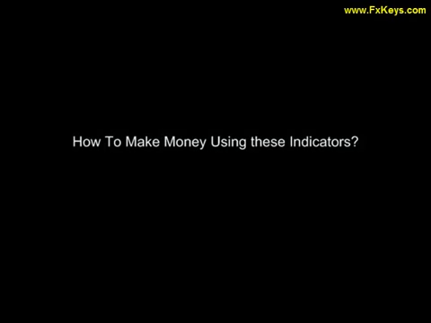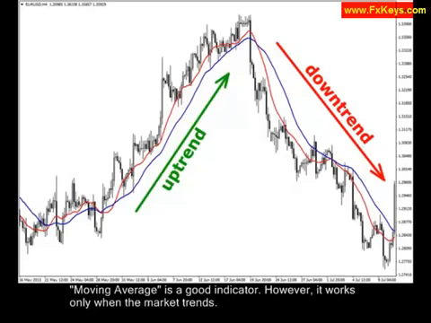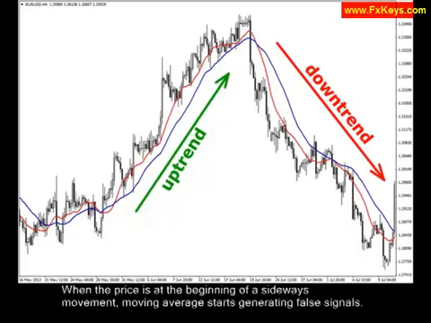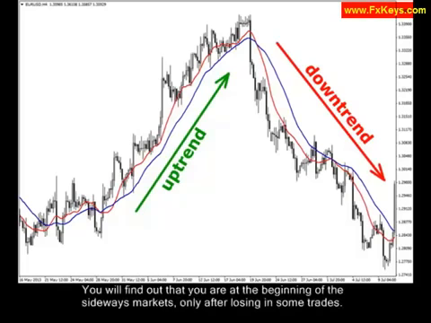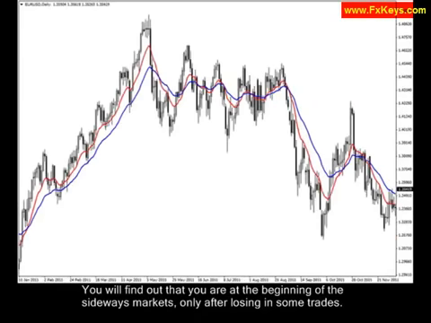How to make money using these indicators. Moving average is a good indicator. However, it works only when the market trends. When the price is at the beginning of a sideways movement, moving average starts generating false signals. You will find out that you are at the beginning of the sideways market only after losing in some trades.